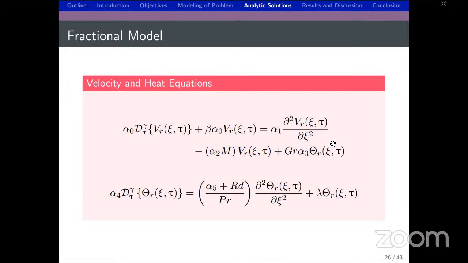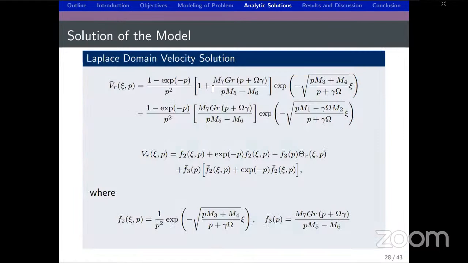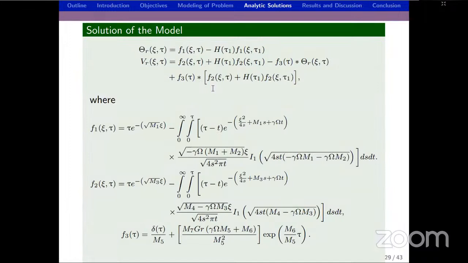And now these are the solutions for temperature in the Laplace domain. So this is the solution for temperature in the Laplace domain. And this is the velocity solution in the Laplace domain. So after using the Laplace inversion, this is the final solution of our model. This is the velocity solution in real domain, actually. Velocity and temperature solution in the real domain.